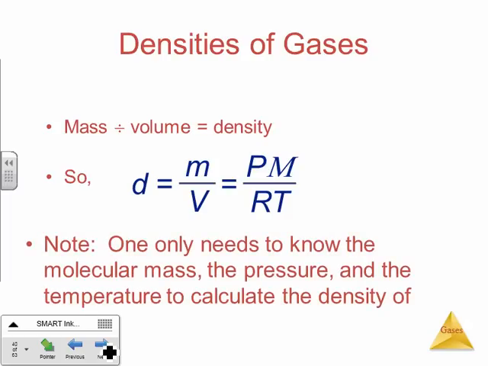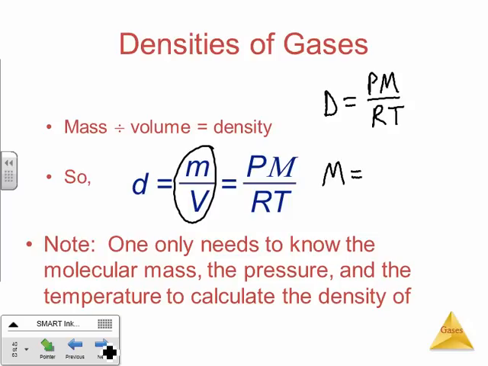Now, like we said, density is mass divided by volume, so you can actually substitute density in here. I don't know why they made it a lowercase d. So PM over RT. Another way to write that equation that might help you remember it a little bit better: molar mass equals dRT over P.